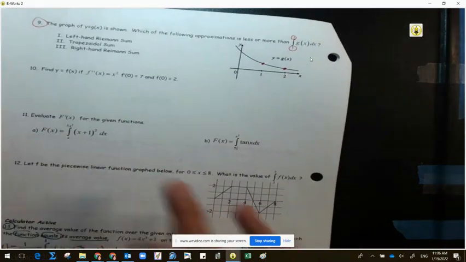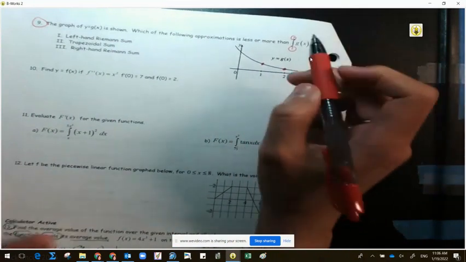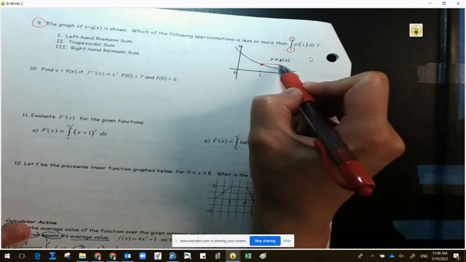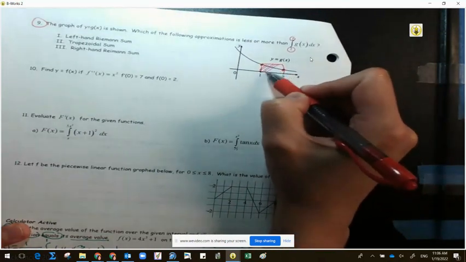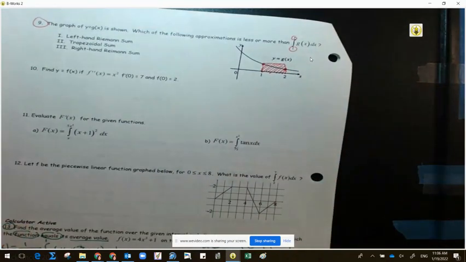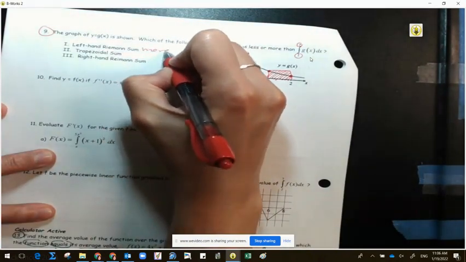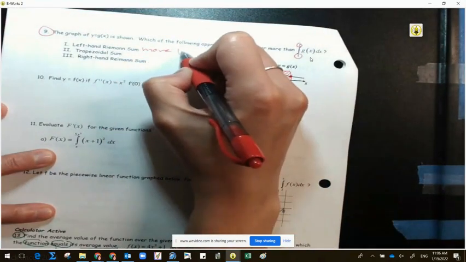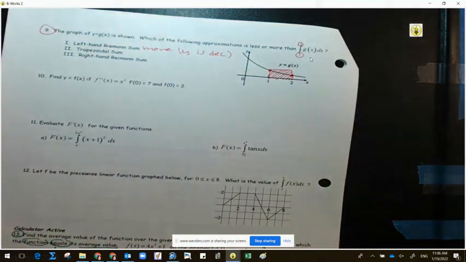And I'm going to do the left Riemann sum first. So if I do left Riemann sum, here's right, here's left, here's right. So my left Riemann sum is going to make me go over. And if I find the area over here, is that more than the line that's provided or less than? More. It is more. So we have more. And for this one, it is because our f of x, y is decreasing.